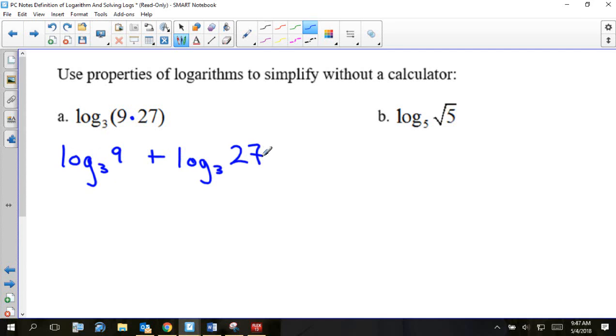So how would that make it easier? What is the log base 3 of 9? 9 is going to become 3 squared. Log base 3 and 3 cancel, we get 2.